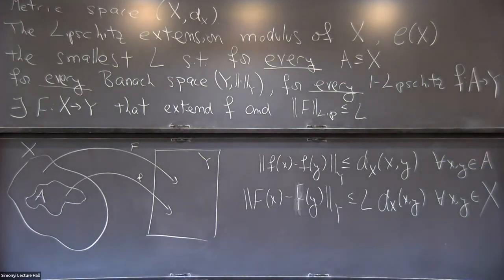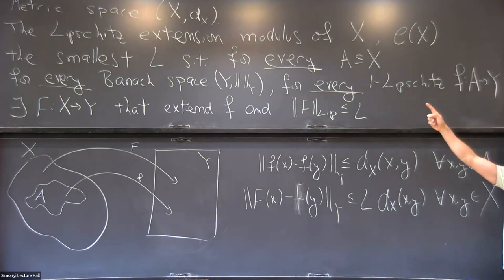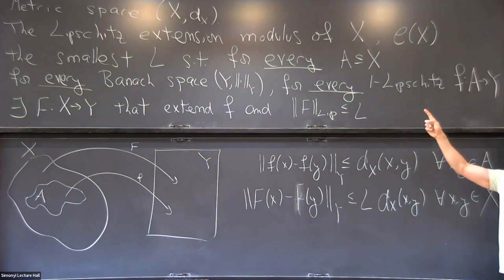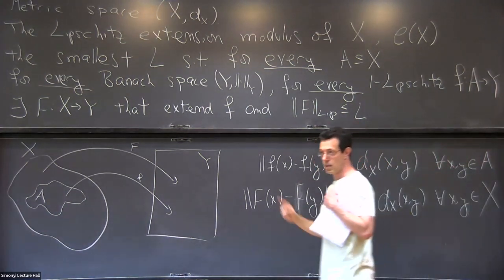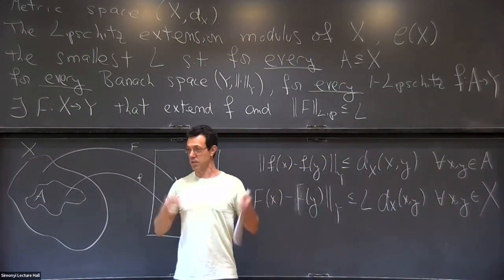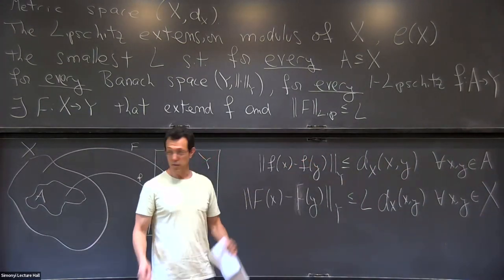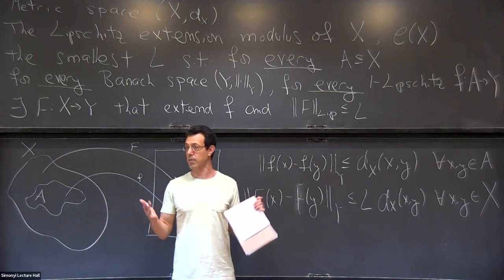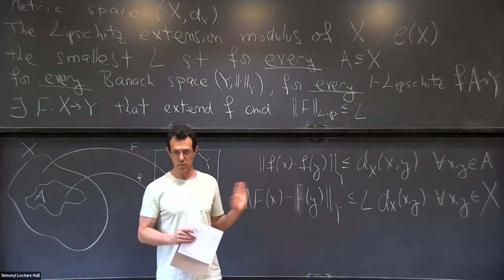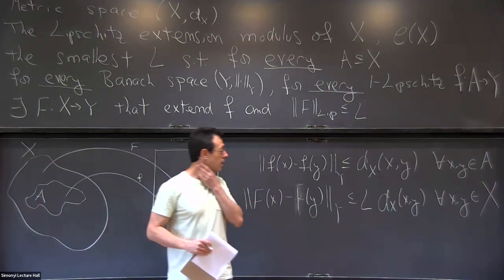Okay, so the question is: say I tell you here is a space whose modulus is at most 100. I'm saying something very strong. I'm saying, give me any subset of X as crazy as you wish, any Banach space with a norm as complicated as you want. Any function is always actually a restriction. If it's one-Lipschitz, it's a restriction of something which is 100-Lipschitz. Okay, is the definition clear?